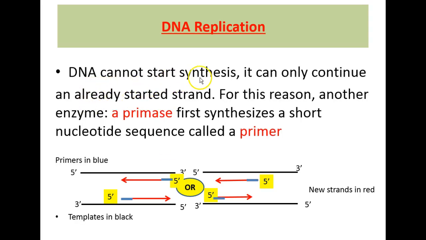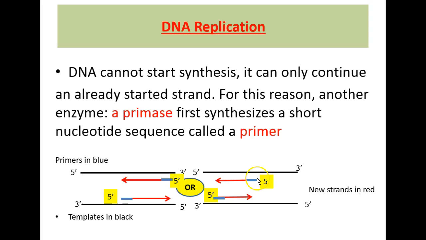DNA polymerase cannot start synthesis, it can only continue an already started strand. This is the second constraint of DNA polymerase. For this reason, another enzyme called primase needs to first synthesize a short nucleotide sequence called a primer. From the primer, DNA polymerase can continue synthesis of DNA. This blue line represents the primer. The primase synthesizes the short sequence from which DNA polymerase can continue elongating and synthesizing DNA.